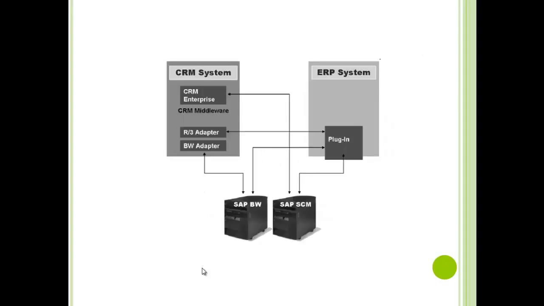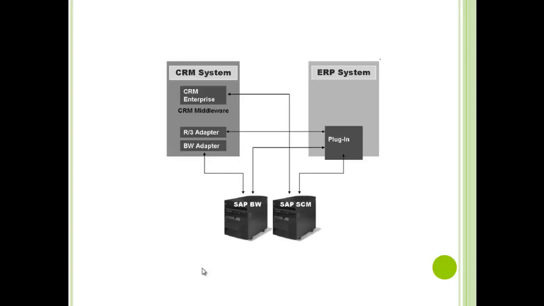So let's have a look at how our CRM system is connected to other systems and how the data communication is made possible. Here we have our CRM system, which is connected to the ERP system, SAP BW system, and SAP SCM system. Inside our SAP CRM system, we have the CRM middleware, which has the adapters of the systems to which it has been connected, like you can see the R3 adapter and the BW adapter. Data is exchanged between the CRM system and the connected ERP system using the CRM middleware.